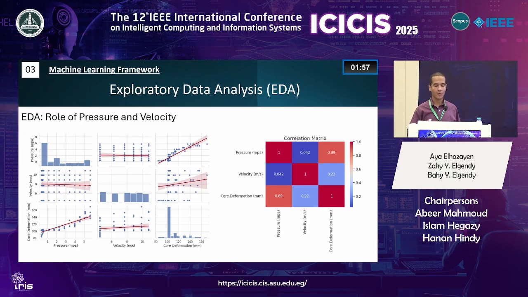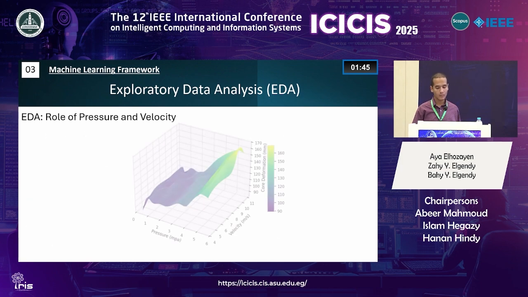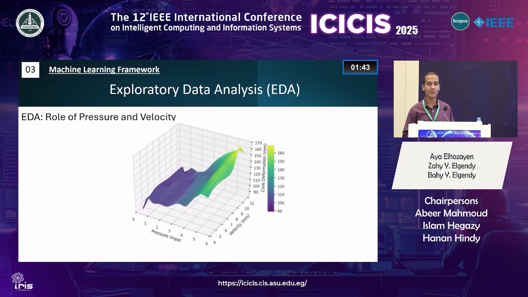We can see the correlation matrix here, showing that the pressure is highly affecting the core deformation, with a correlation of 0.89 in comparison to the velocity with only 0.22. Here we can see a 3D surface plot showcasing what we just said.